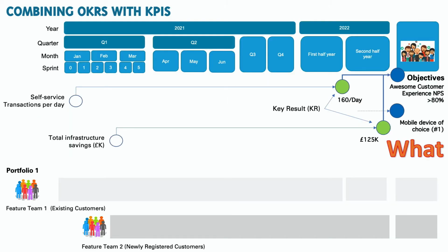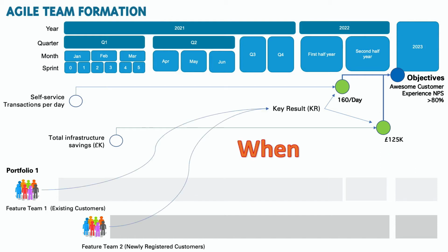In this example, leadership have defined 2 clear objectives. Provide an awesome customer experience. Become the mobile device of choice in the market. Simply put, the leaders define the what. Once the organization has defined a number of objectives, it must determine how best to structure its Agile teams to define the right and appropriate key results, which are measurable success criteria used to track the achievement of that goal.